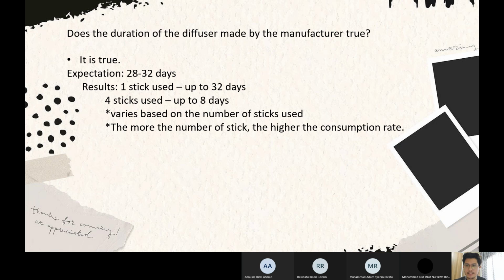So the claim made by the manufacturer is true because the expectation is 28 to 32 days. And as we can see, one stick will last up to 32 days, and 4 sticks will last up to 8 days. So the consumption rate varies based on the number of sticks used. The more sticks used, the higher the consumption rate. Moving on.